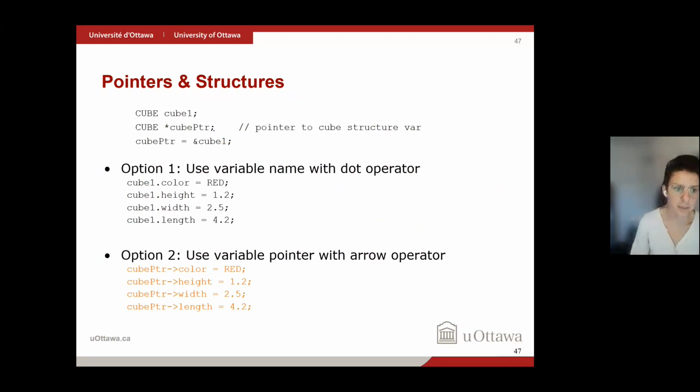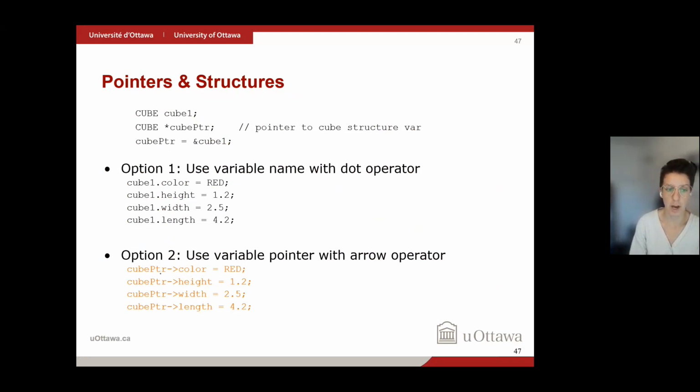So here's an example. We create a cube variable, cube1, and we create a cube type pointer variable, cube pointer. We assign the address of cube1 into our cube pointer, okay? And then there's two options on how we want to initialize cube1. We can initialize cube1 using the variable name, same as we always do with a dot operator, or we could initialize cube1 using its pointer. So instead we would use the pointer variable.